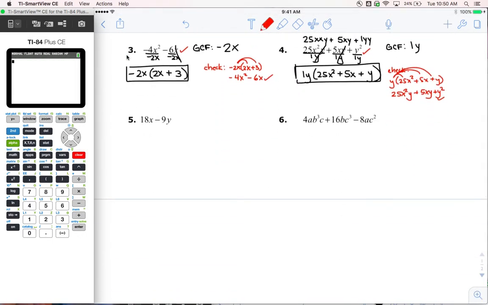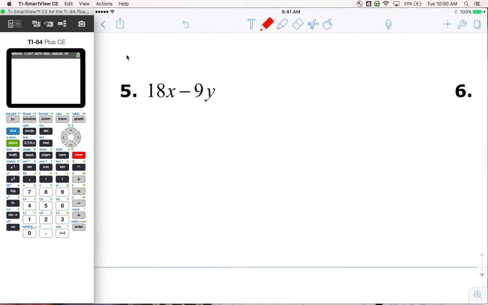Here we go. Last but not least, we've got 18x minus 9y. So let's go ahead and identify the GCF. This has y, this has x. So they don't have any variables in common, which means I don't have to deal with variables. We've got 9 and 18. Well, both 9 and 18 can be divided by 9 itself, so that's my GCF.